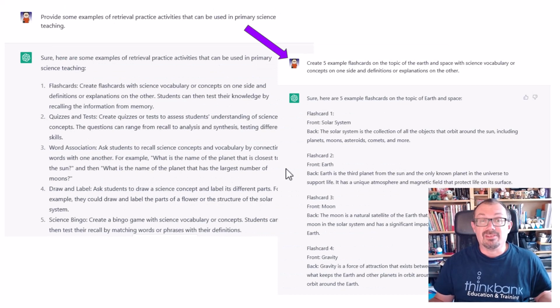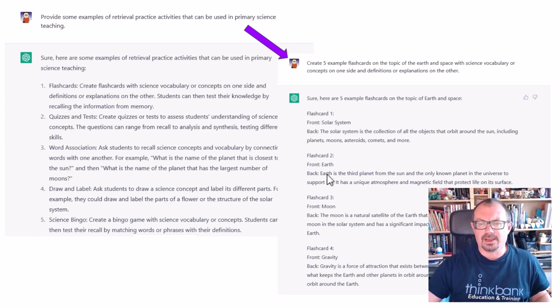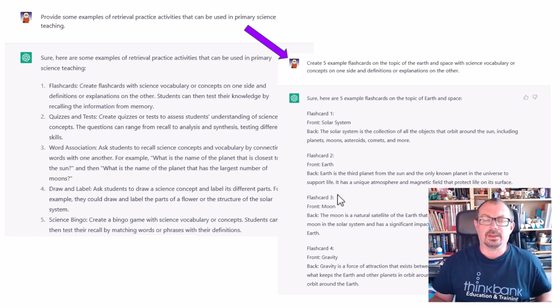I asked it about retrieval practice. I'm doing some primary science teaching. Can you tell me some good examples of retrieval practice activities? It told me 5 different kinds of activity. I quite like the look of the flashcard ones, so great. Okay, I'm teaching year 5 Earth and Space. Can you give me 5 flashcards that I could use? And here we go, there's 5 flashcards front and back. What's on the front, what's on the back? And maybe we could go to the flashcard software, or maybe I could just paste those into Word and make some flashcards like that and use those with the class, which is quite good.